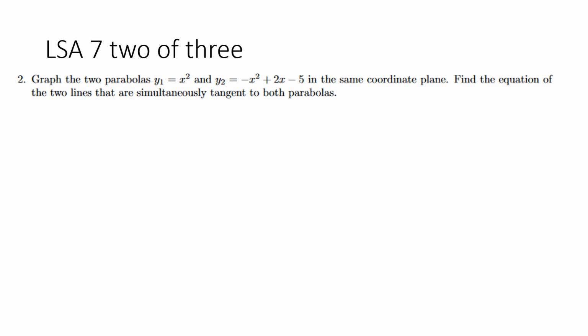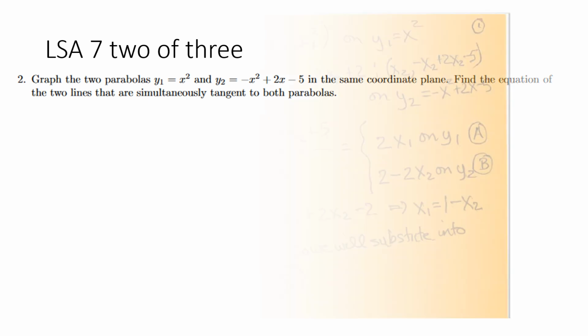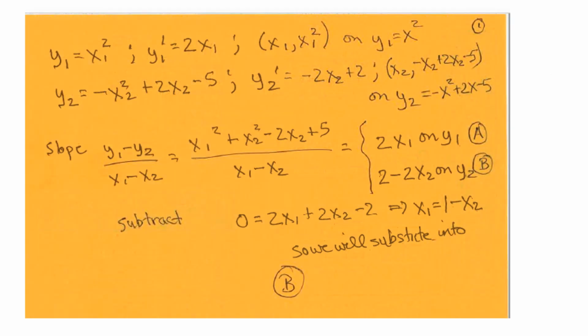This may have been a harder problem than some, but it's similar to ones that I've asked on high stakes assessments before. So y1 is equal to x1 squared at the point of tangency. And that means that the first derivative y1 prime is equal to 2x1 at the point of tangency, where (x1, y1) is the point of tangency. And the coordinate on this curve is also (x1, x1 squared).